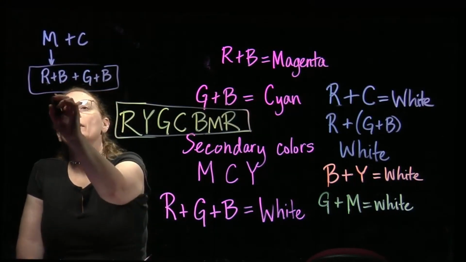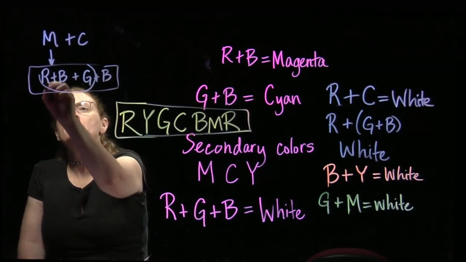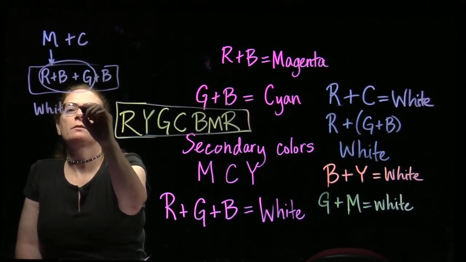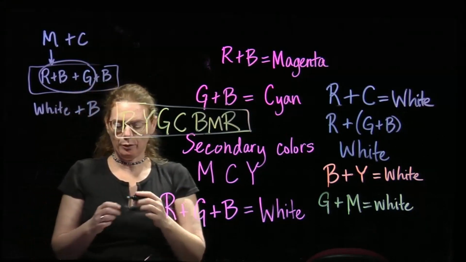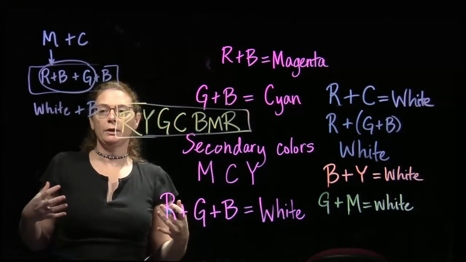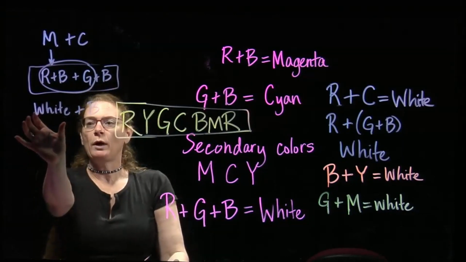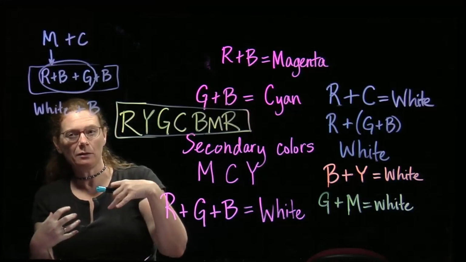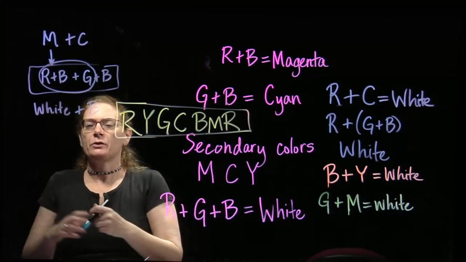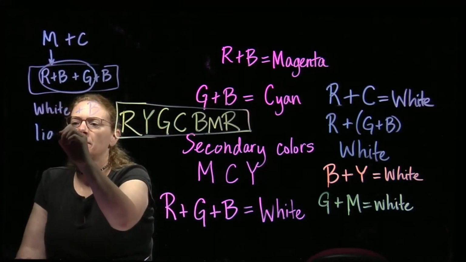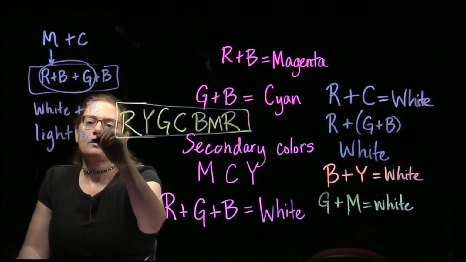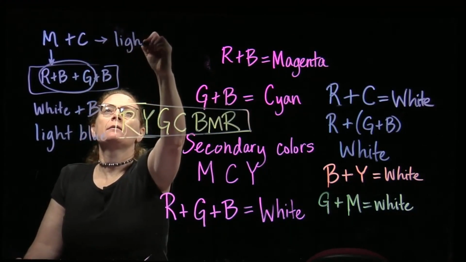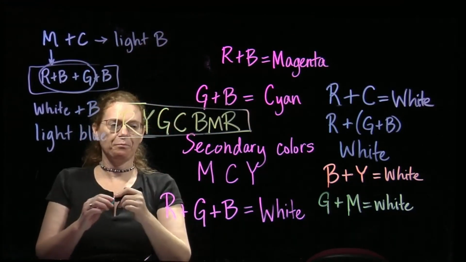Well, I say red and blue and green. These three together make white. So that's white, but I also have a little bit of blue added, an extra blue in this mix. It wouldn't be pure white because there's extra blue, and it wouldn't be blue because I've added white light to what we think of as our blue. And so what I tend to call this is light blue. So magenta plus cyan gives me a light blue.